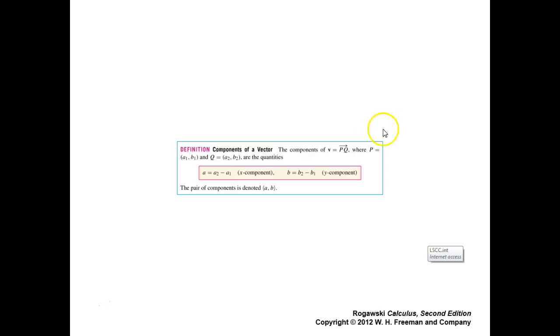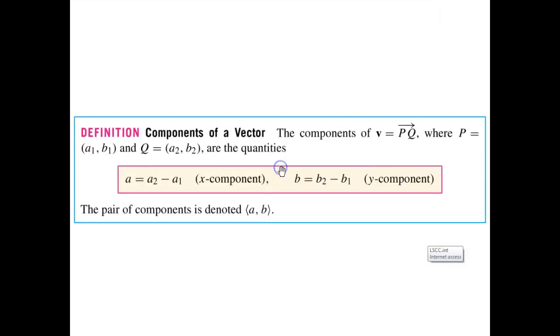Okay. That leads to a very important definition here. Components of a vector. The components of some vector PQ, now remember when we write a vector like this, always P is the initial point and Q is the terminal point. Always. Where P is (a1, b1), the initial point, and Q is (a2, b2), which happens to be the terminal point of that vector v.